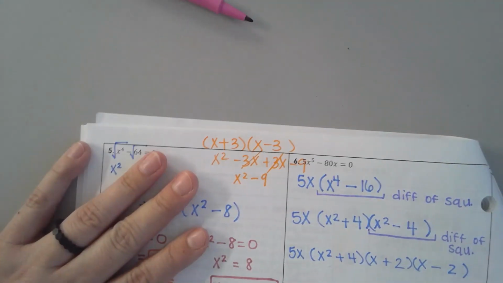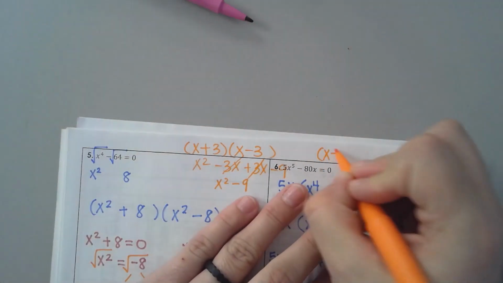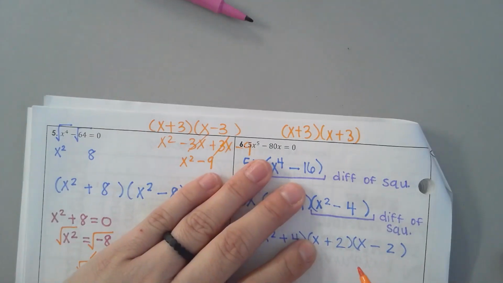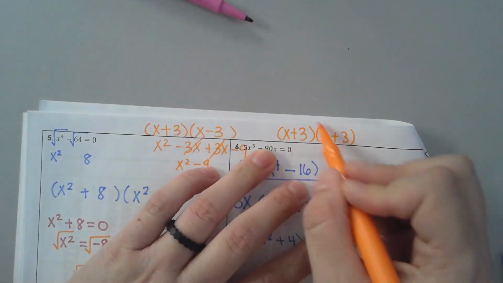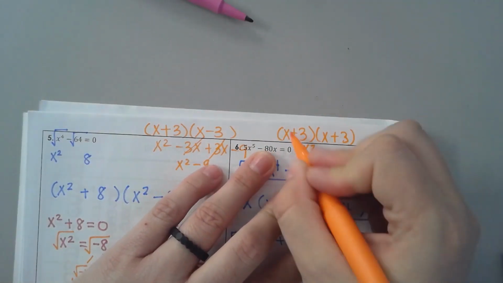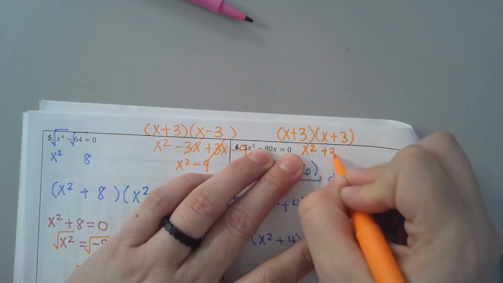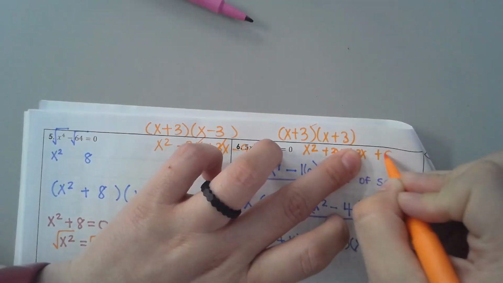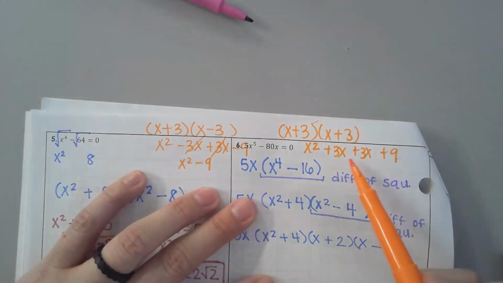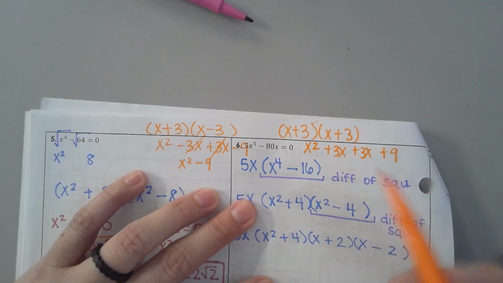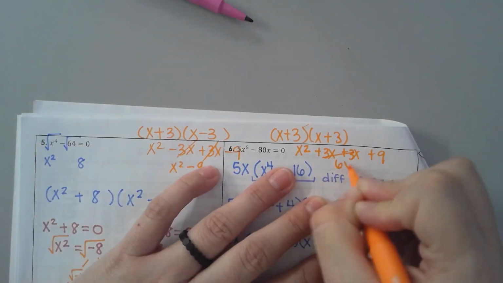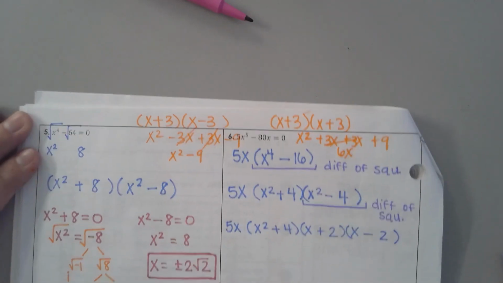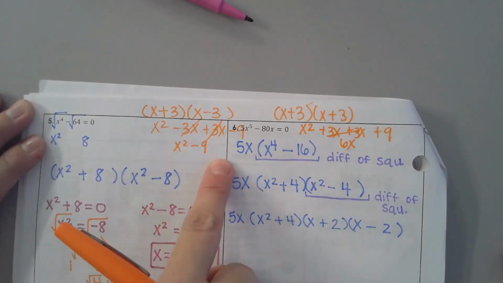What if I tried to do x plus 3, x plus 3? That's a sum. We would have x squared, plus 3x, plus 3x, and plus 9. The issue here is that these don't cancel out. This turns into 6x. So there's no way you can manipulate that to get an x squared plus 9.